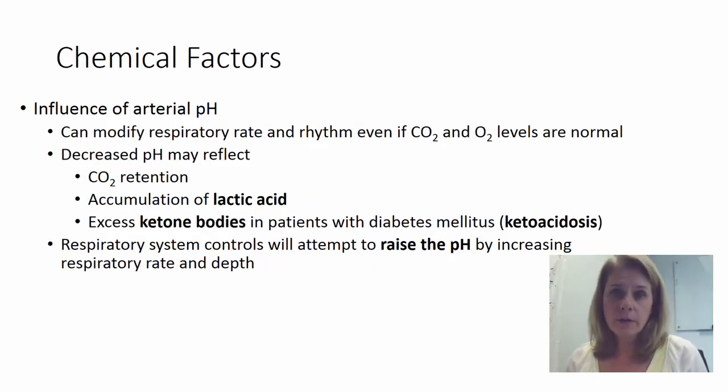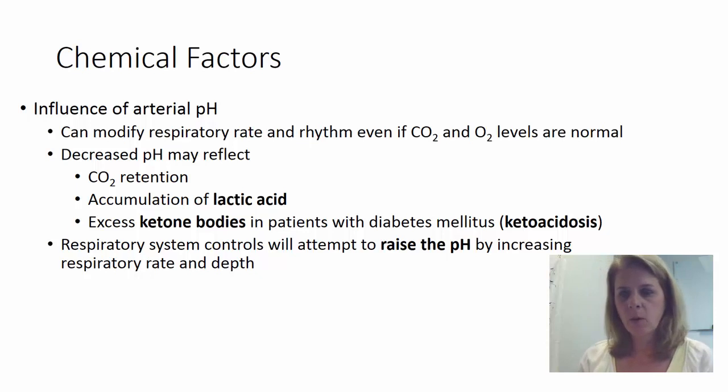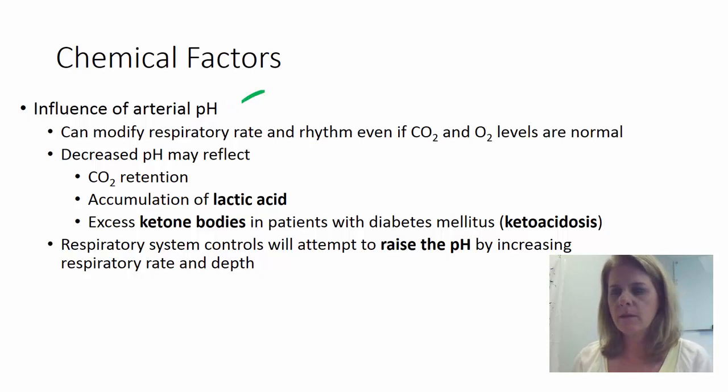All right, so other chemical factors. What can influence arterial pH? We know it can be modified by CO2. If your pH is too high or too low, you can either speed up or slow down your breathing to change the amount of CO2 in your blood and drive that hydrogen ion. Remember, if you blow off CO2, then you're going to be taking hydrogen with it. If you hold on to CO2, you're going to be pushing hydrogen back into your blood and lowering your blood pH.